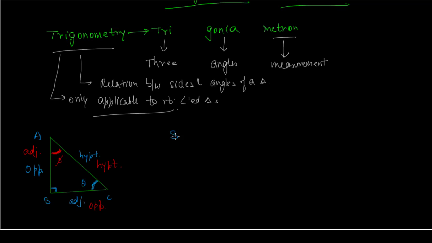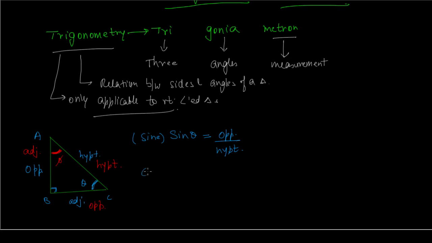First of all, we have sine theta. Sine is the short form for S-I-N-E. It's not sin theta, it's sine. S-I-N is a short form of sine. So sine theta, that is the sine function of angle theta, is equal to opposite side by hypotenuse. That's the sine function, right?